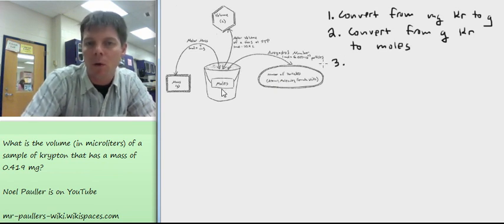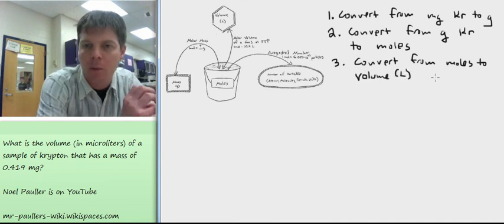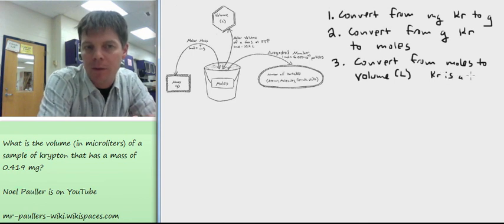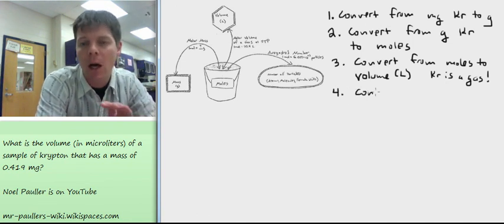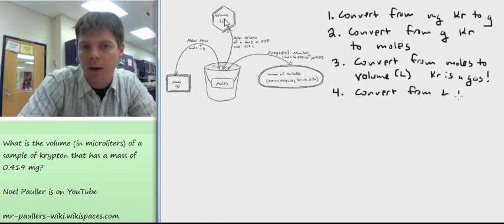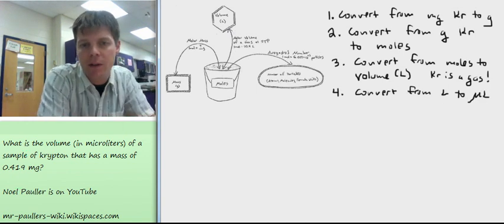Now, once we're in the mole bucket, we want to calculate the volume of this sample. So we're going to be calculating out here on the mole bucket diagram, using the molar volume of a gas at STP. So we want to convert from moles to volume of a gas. Remember, we can only use the molar volume of a gas for a substance which is a gas, and we know that krypton is a noble gas, so we're able to use that for this problem. Finally, our last step will be to convert from liters, because the mole bucket allows us to calculate volume in liters, to microliters. That'll be our fourth and final step in this problem.